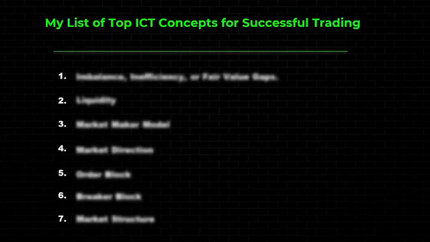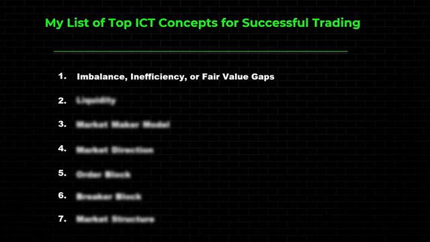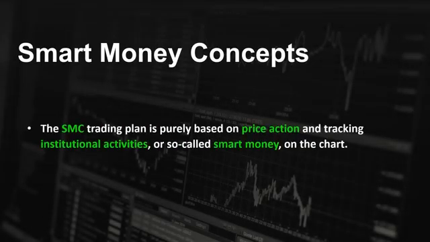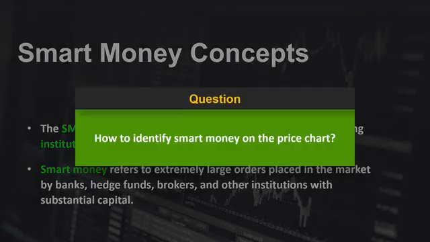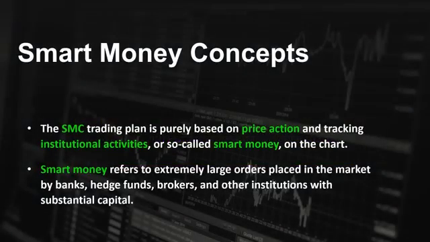Let's start with the first concept: imbalance, inefficiency, or fair value gaps. The SMC trading plan is purely based on price action and tracking institutional activities, or so-called smart money, on the chart. Smart money refers to extremely large orders placed in the market by banks, hedge funds, brokers, and other institutions with substantial capital. But how do we identify smart money on the price chart?